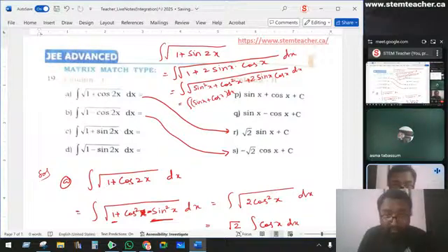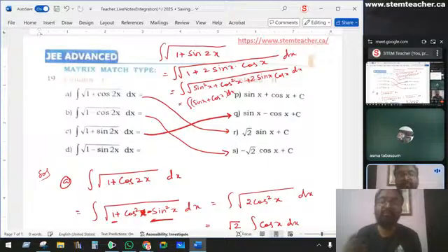See, if you do this problem, your next problem must be free, because sin x integration is minus cos x, and cos x integration is sin x. So next problem is not like that. The only option is remaining.